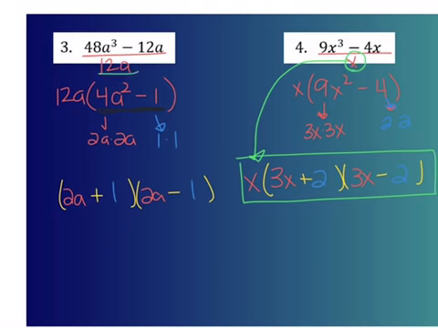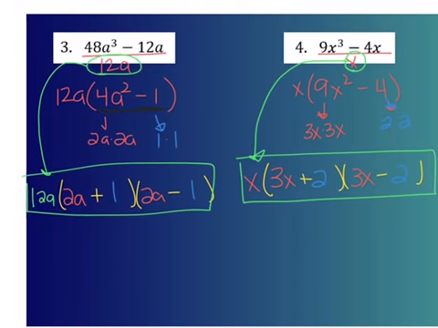So this 12A that I took out in the beginning really should be down here in front as well in my final answer. So that would be my final answer for 3. If you got something different for number 4, please come talk to me before moving on in the video, and for sure before moving on in the practice.